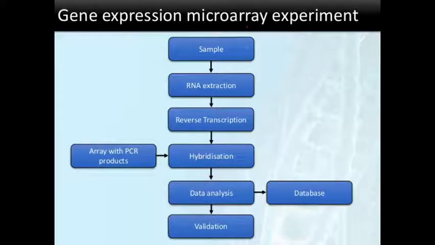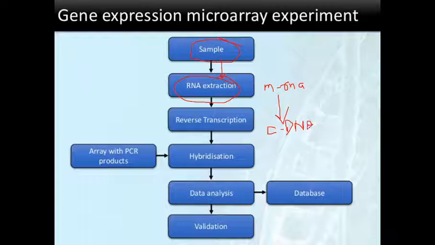Now what is the general procedure? So first of all, you need to have a sample. From that sample you will extract the RNA. Through the reverse transcription process, this RNA will be converted to DNA, more precisely I should say cDNA.